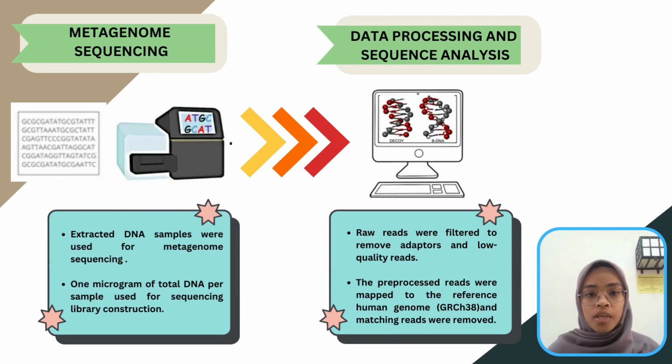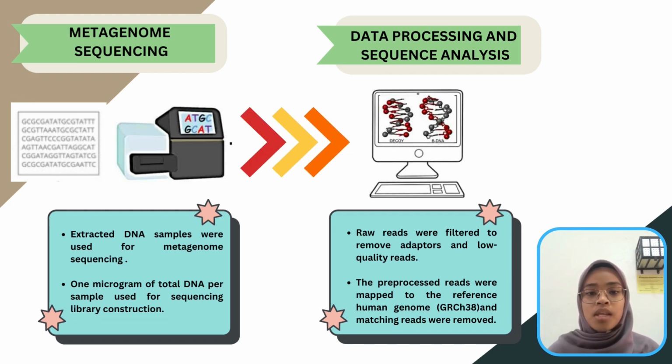The third step is metagenomic sequencing. The extracted DNA samples were used for metagenomic sequencing. One microgram of total DNA per sample was used as input material for sequencing library construction. The library preparation was sequenced as paired-end, and raw reads were generated.